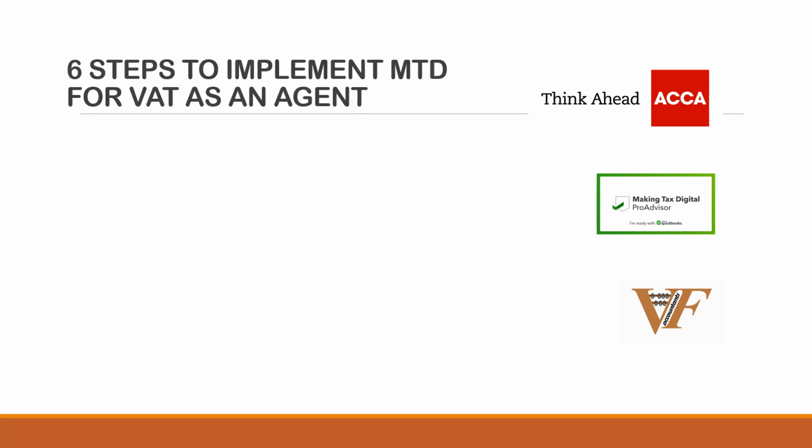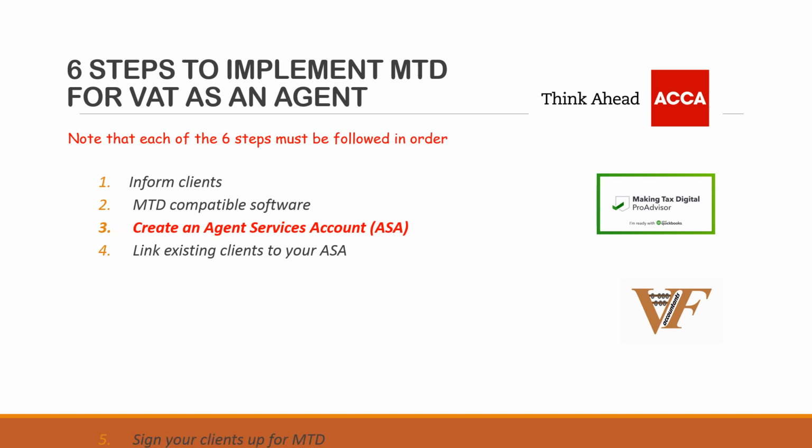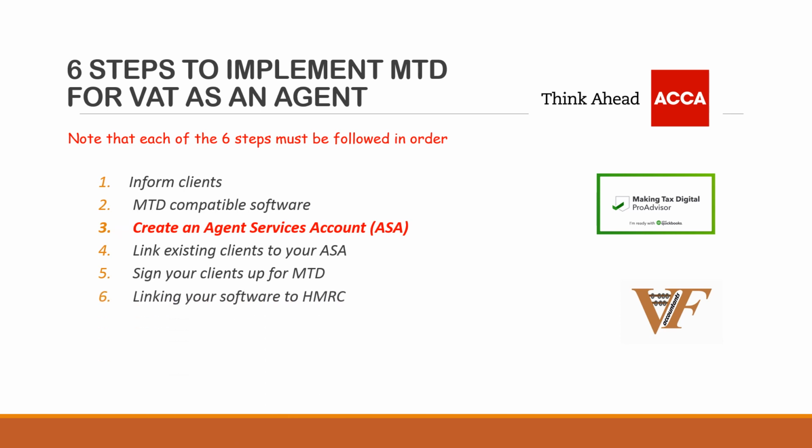As a reminder, here are the 6 steps to implement MTD for VAT as an agent. Note that each of the 6 steps must be followed in order. Step 1, Inform Clients. Step 2, MTD compatible software. Step 3, create an agent services account, ASA. Step 4, link existing clients to your ASA. Step 5, sign your clients up for MTD. And finally, linking your software to HMRC.